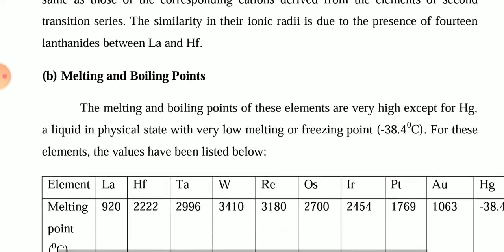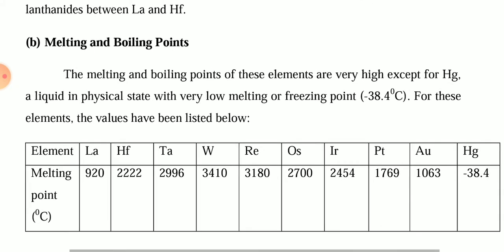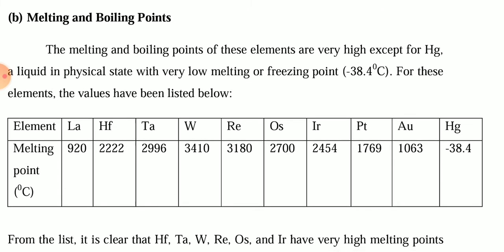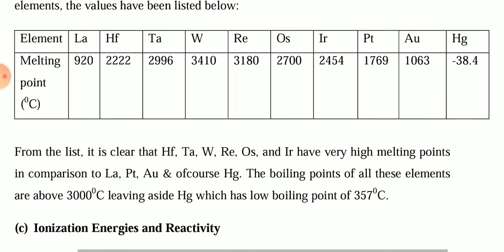Okay, now the melting point. The melting and boiling points of these elements are very high except for mercury. As we know, mercury is a liquid. The physical state of mercury is liquid, so its melting or freezing point is minus 38.4 degrees centigrade. So in this table you can see the melting point for the third transition series. It gradually increases, then suddenly drops down, and mercury is a liquid at room temperature. So these are the variations in melting point of the third transition series.